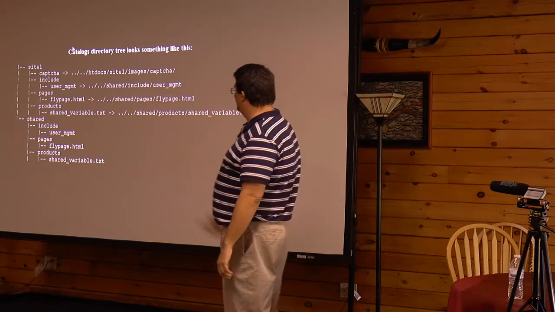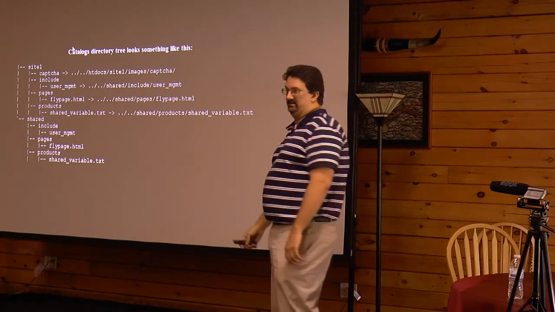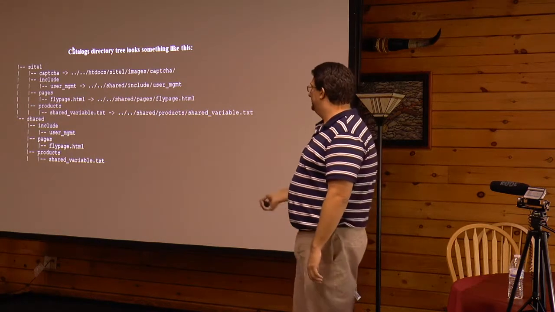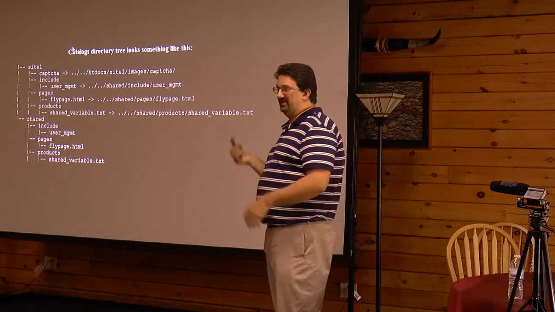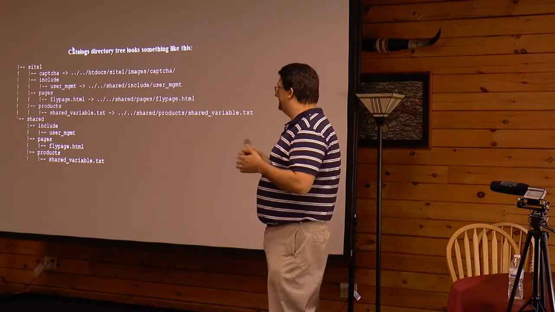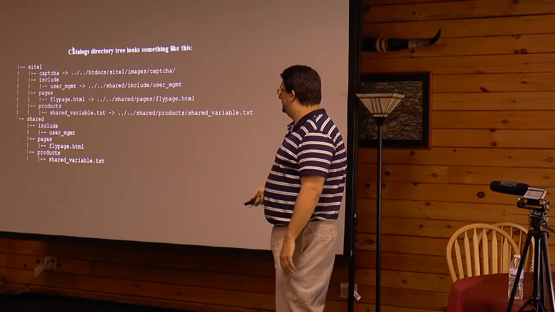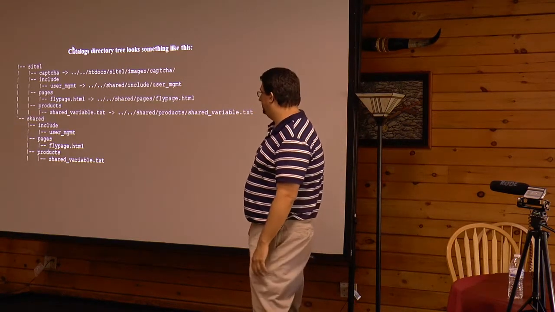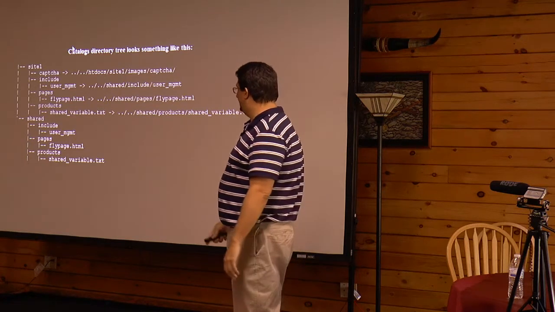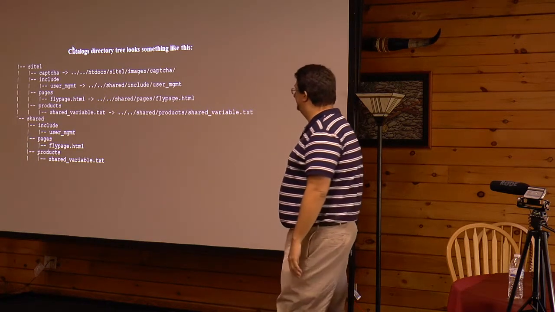And then under products, we also have a shared variable file. The shared variable file has things like API keys and other things that are shared amongst all three of the sites. And then you can see the normal structure under there for where the files actually reside.